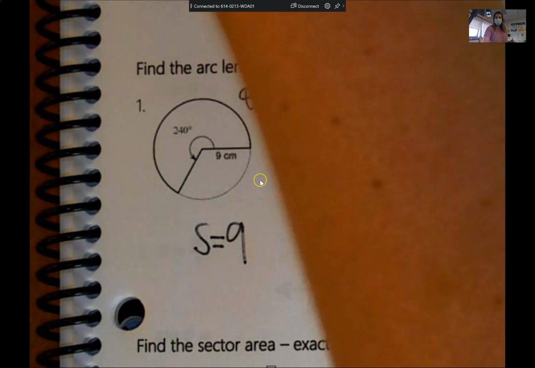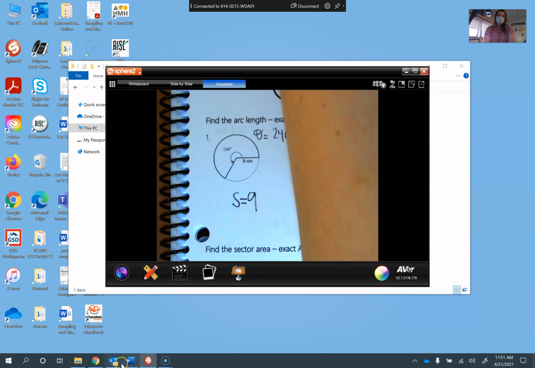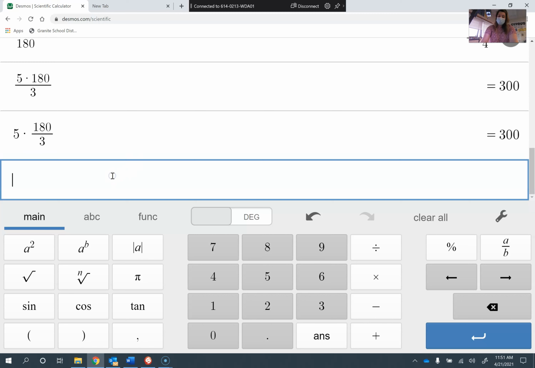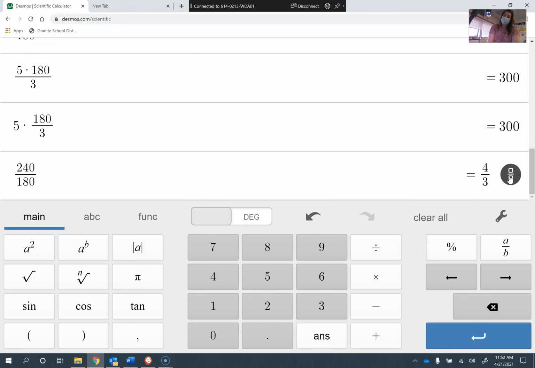Now, when you go to put this in Desmos, you cannot include the pi. It will not give you the fraction if you put pi in. I said this last class period, and then somebody said my calculator doesn't have the button to make it the fraction, and it's because he was putting pi in it. So we just need to type in 240 over 180, and then hit the fraction button to change it to the ratio. So 4 over 3.